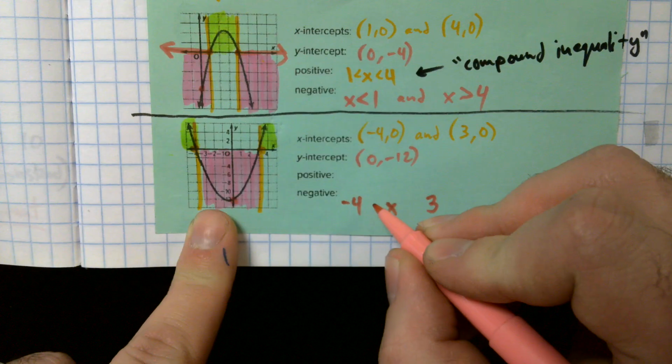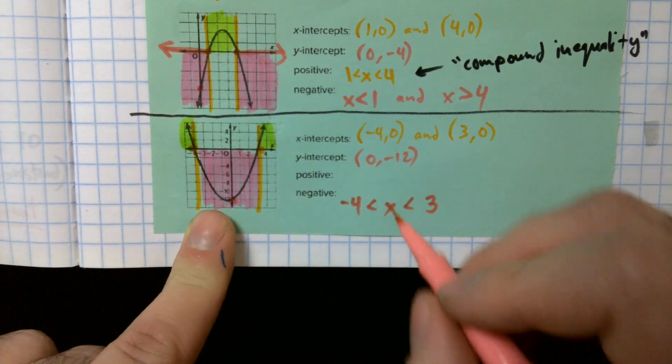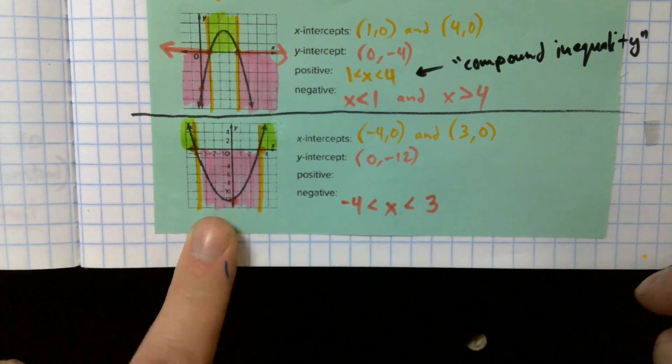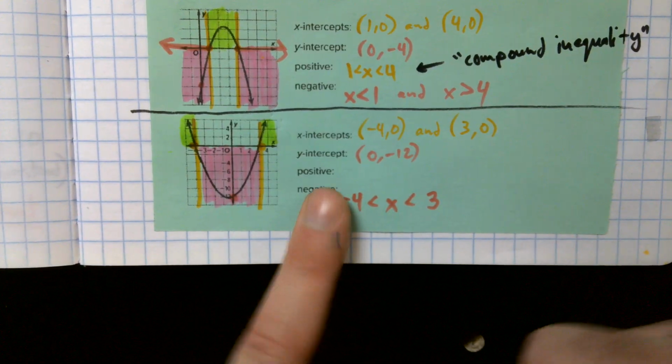Right? And my arrows are always going to be pointing to the left. x has to be greater than -4, but less than +3. Make sure your inequality for the negative looks just like mine.